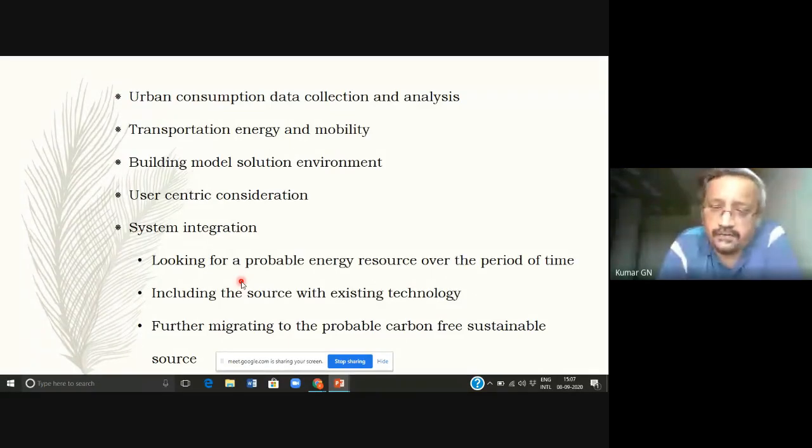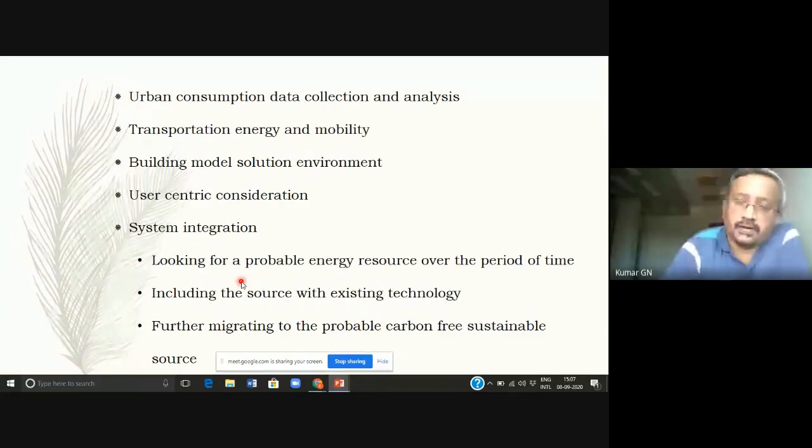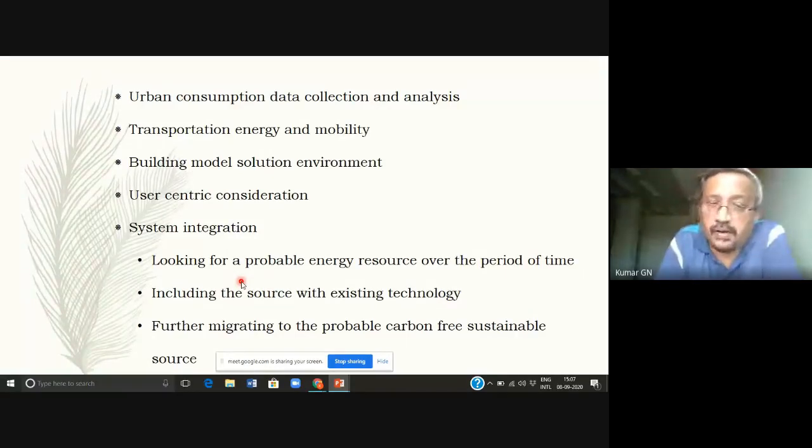So we have to identify the local fuel so that we can reduce the importing of fossil fuel. That is one. And we have to make it sustainable. We have to see that it remains constant for a long time. Next, including the source with existing technology.